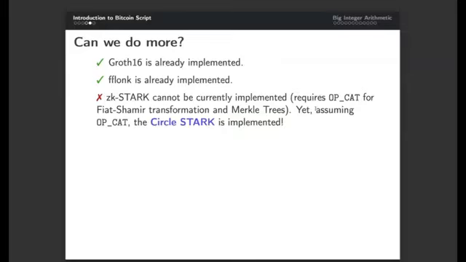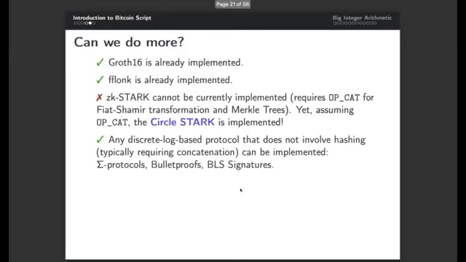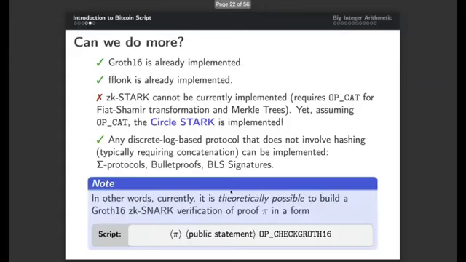Yet there are also a part of the research community which tries to research what happens if OP_CAT suddenly becomes active in Bitcoin script. So what mechanism can you implement? And it turns out that the Circle Stark is also already implemented, but assuming that OP_CAT is present. And also, theoretically, you can implement any discrete log-based protocol that does not involve hashing. This might be Sigma protocols, bulletproofs, BLS signatures, etc.